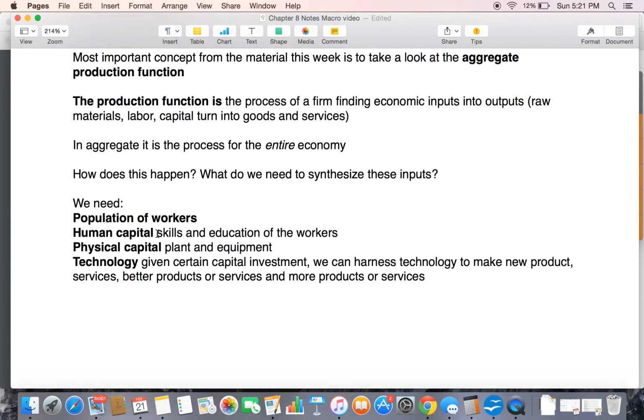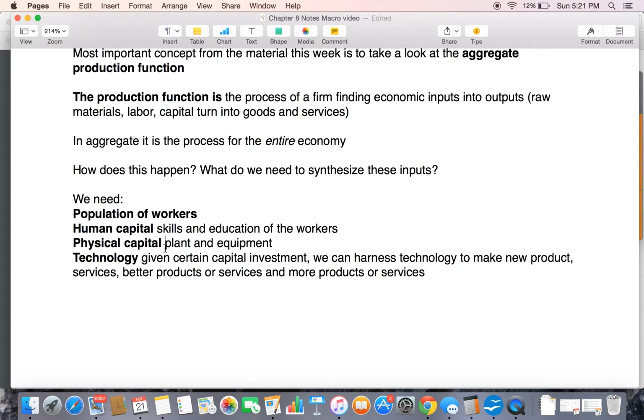And they're going to have skills and education, and we call that human capital. They're going to use plant and equipment, which would be physical capital, to create goods and services. And they're harnessing technology with certain investments to make new products, new services, better products or services, or more products or services.